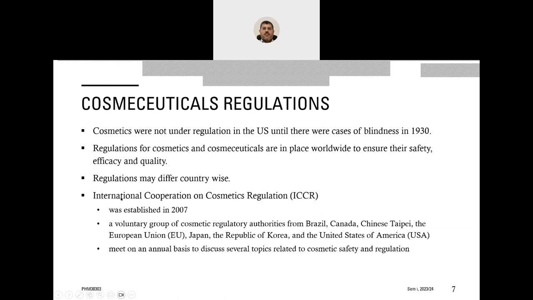Nowadays, there is a committee that combines several countries. They discuss regulations together, so they come into harmonized regulations, so that there will be some similarity between countries when it comes to regulations regarding cosmeceuticals or cosmetics. This committee is called International Cooperation on Cosmetic Regulations, ICCR, established in 2007. It is a voluntary group of cosmetic regulatory authorities from Brazil, Canada, Chinese Taipei, European Union, Japan, Republic of Korea, and the United States of America. They meet on an annual basis to discuss several topics related to cosmetic safety and regulations.